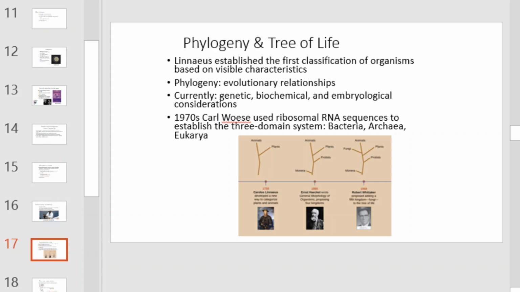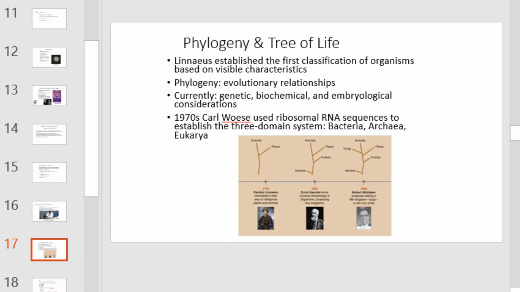Phylogeny and the tree of life. Carolus Linnaeus is responsible for naming organisms using binomial nomenclature. He is the first person to establish a classification scheme for organisms based on their visible characteristics. An organism's phylogeny goes beyond just naming an organism and includes their evolutionary relationships. Currently, genetic, biochemical, and embryological considerations are used when determining who is related to whom.